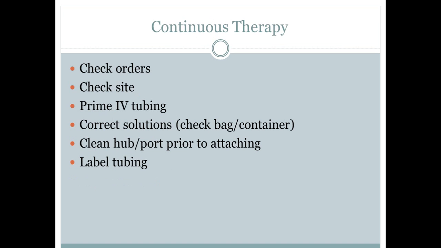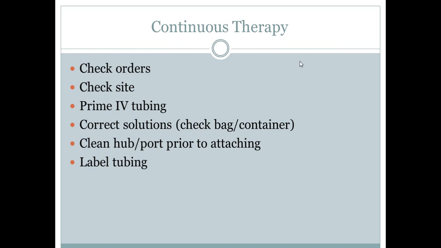For continuous therapy, we're going to be checking our orders every shift. Even if a patient has had IV fluid running for several days, you're still going to check the orders to make sure that the fluid hasn't changed. Also check the rate to make sure it is correct. So we've checked the orders, and again, we're checking the site for continuous IV therapy. Follow your facility policies, but a good rule of thumb is pretty much every hour. That includes not only the site, but also the tubing: make sure it's not kinked and the flow is at the correct rate.